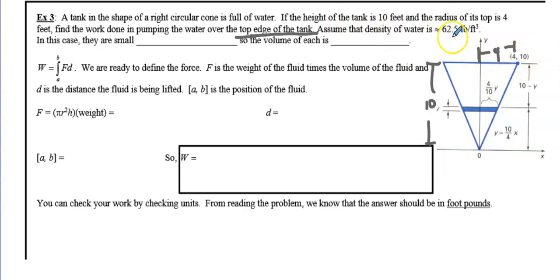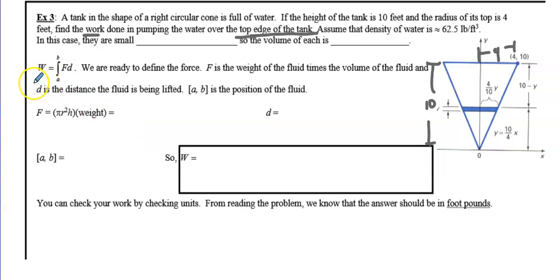Assuming that the density of the water is given to you as 62.5 pounds per cubic foot, what we're going to find is the actual work, right? So we want to find the work done pumping all this water out, given that the density of water is equal to 62.5 pounds per cubic foot.